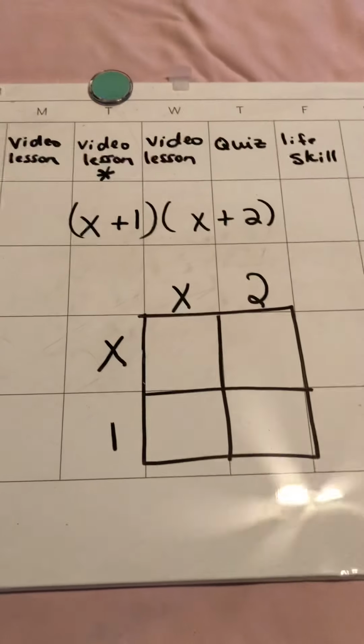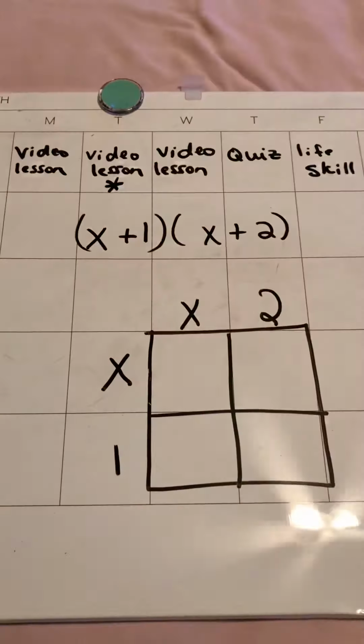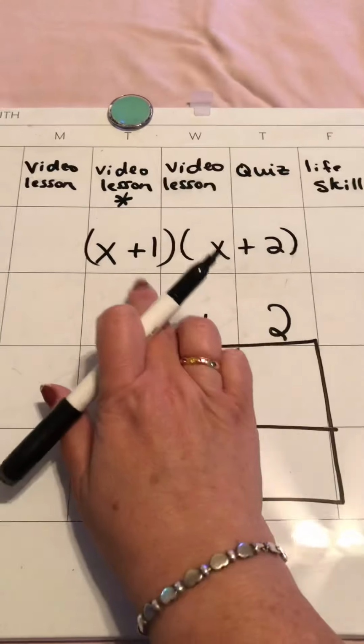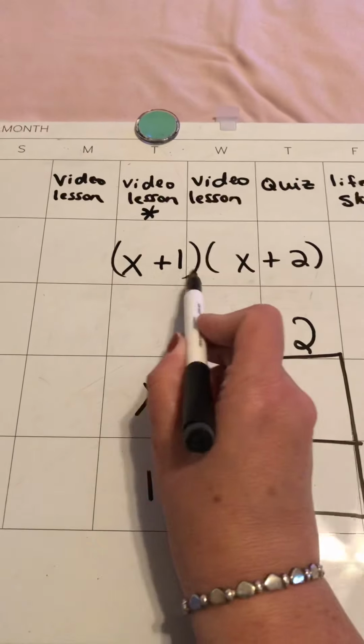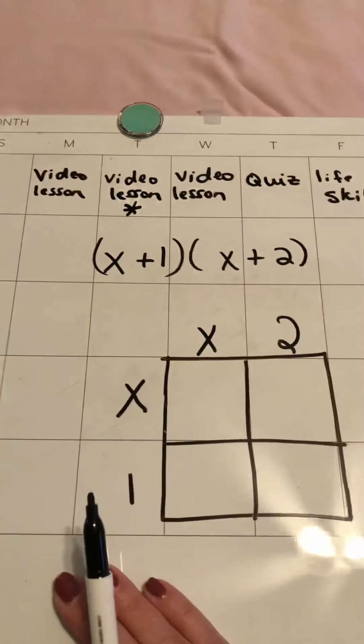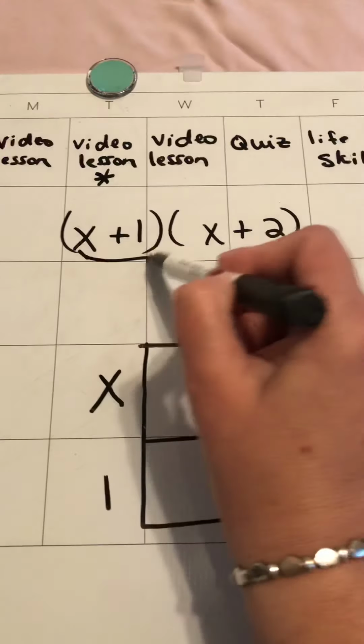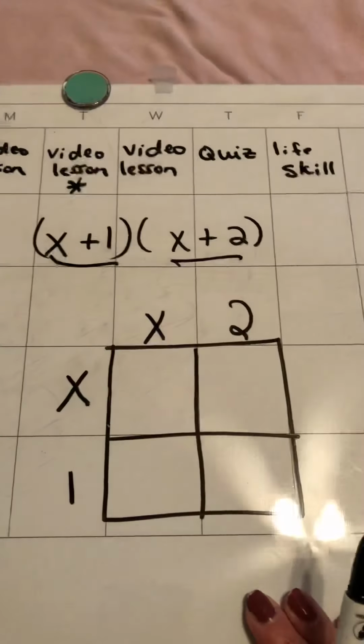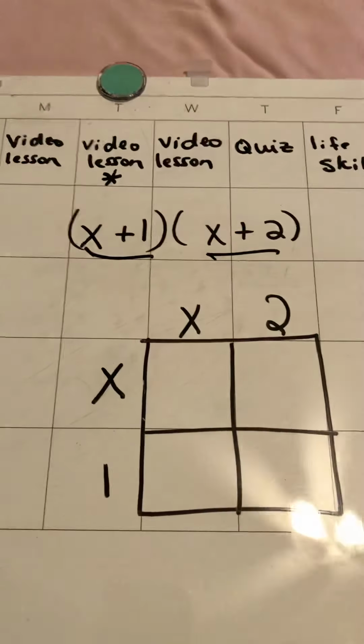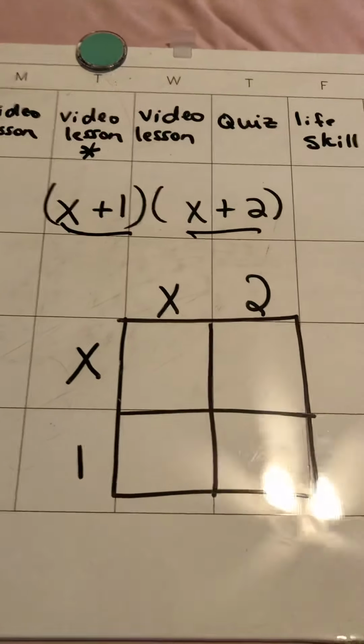All right, guys, we're gonna work on today for Tuesday. It's a video lesson and we're gonna practice multiplying binomials. That's when you have 2 times 2. So these are the factors and we're gonna multiply them to get the end product. I know you guys remember the box method, so this is a review of the box method.